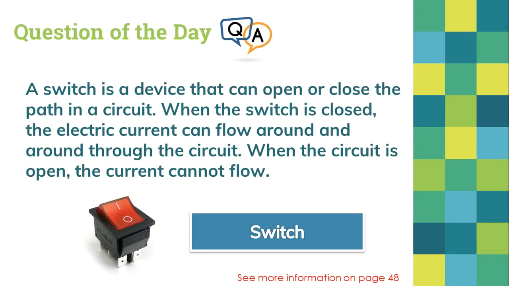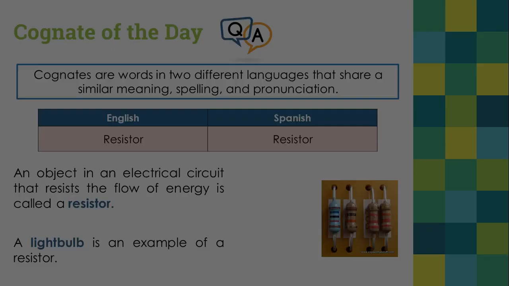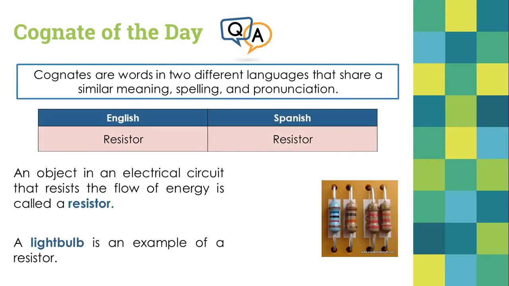If you want to see some more information in this regard, you may go back to page 48. Alright, so right here we have our cognate of the day. In English it would be resistor, however in Spanish it is resistor. Basically, they're written the same way and they still have the same meaning. What makes them different is the pronunciation.